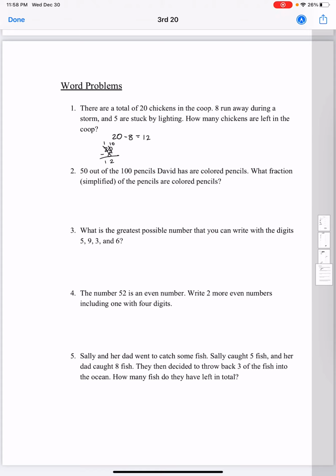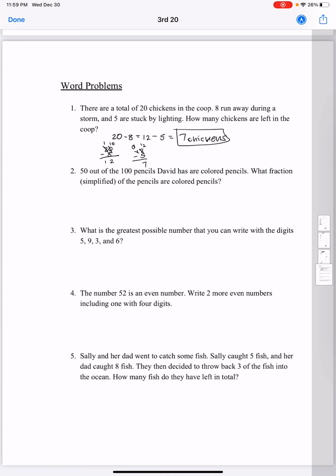Then we see that 5 are struck by lightning, so 12 minus 5. You can't subtract 5 from 2, so you bring over a 1 from the 1, making that a 0, and then make the 2 a 12, and then 12 minus 5 is 7, and so we have our final answer, 7 chickens that are left in the coop.